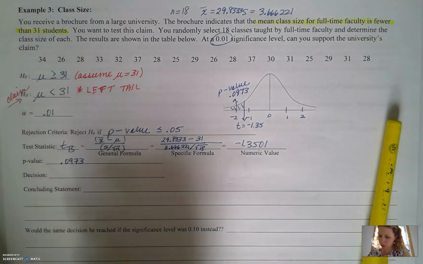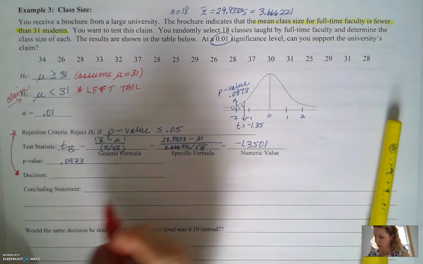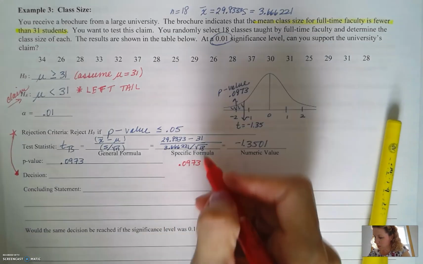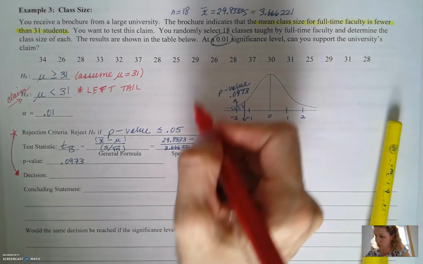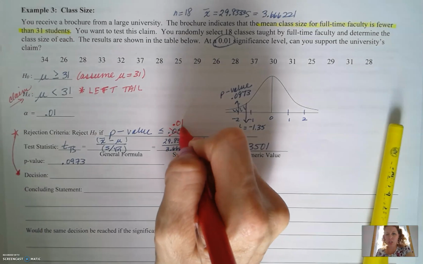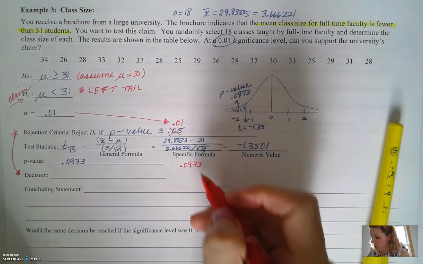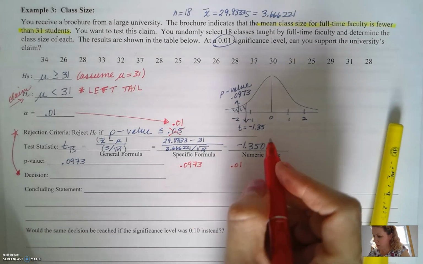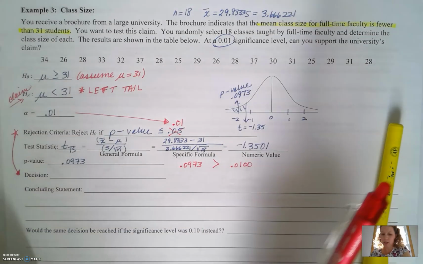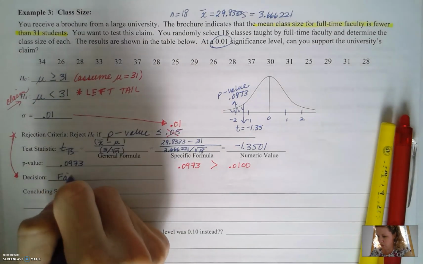So now our decision. Go back to the rejection criteria. Our p-value, 0.0973, is less than or equal to, and I just noticed my significance level is not 0.05, it's 0.01. So I'm going to change that here. Is 0.0973 less than 0.01? I'm going to add a couple of zeros to 0.01, and notice it is greater than. So my decision for this problem is to fail to reject the null hypothesis.